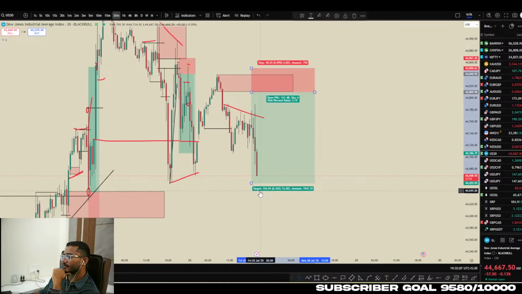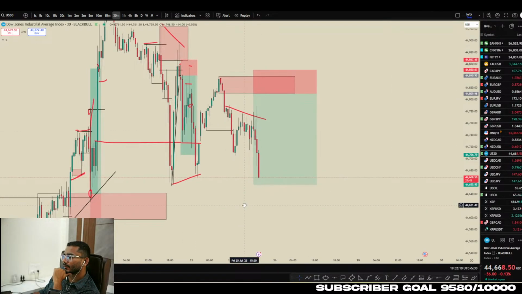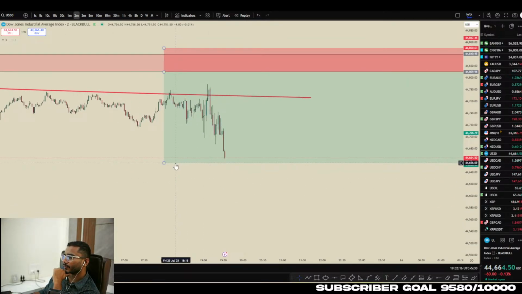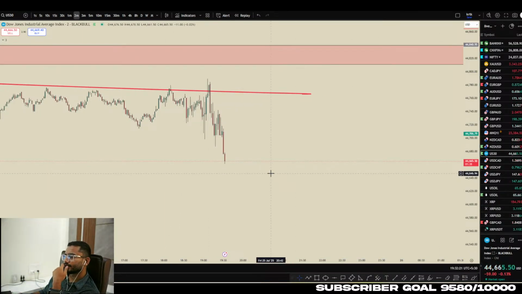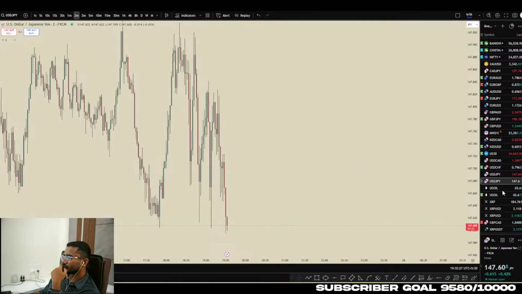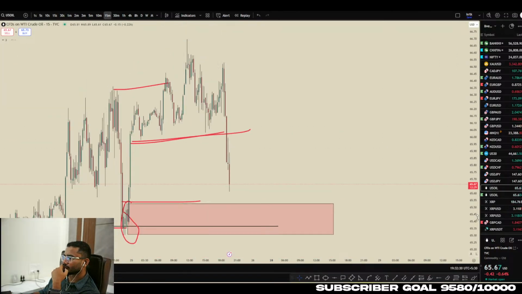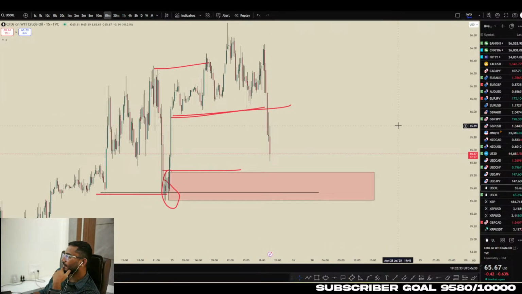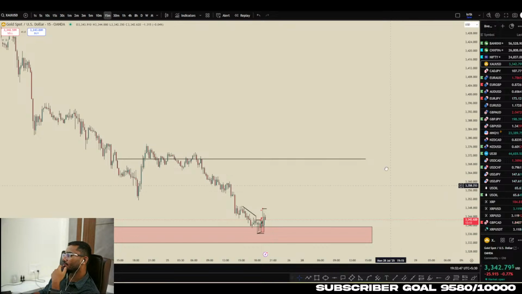So our direction was right, but we missed this entry. Let's wait for this entry now. So on which point should we take a proper trade if I take it on FVG? I don't use FVGs. I use order blocks to enter.